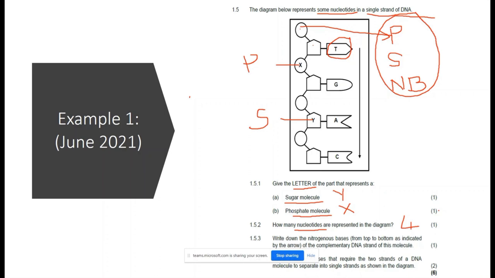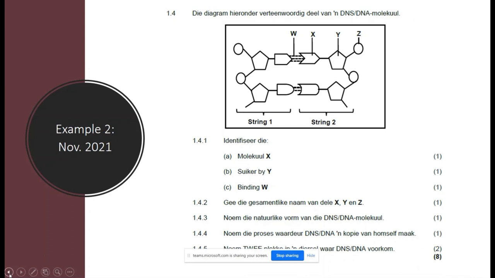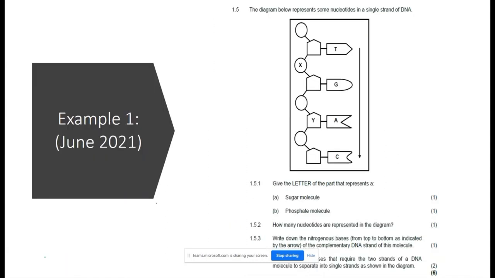1.5.3. Write down the nitrogen base from top to bottom. Let me just go here quickly. I just want to erase all the ink. Write down the base from top to bottom, meaning starting here at, let me get my pen again. Starting from there down. Apologies. I wanted to get a pen. Let's take a different color pen. I don't know why it's not giving me an option to use my pen. Okay, let me just use the laser from top to bottom. Hello?